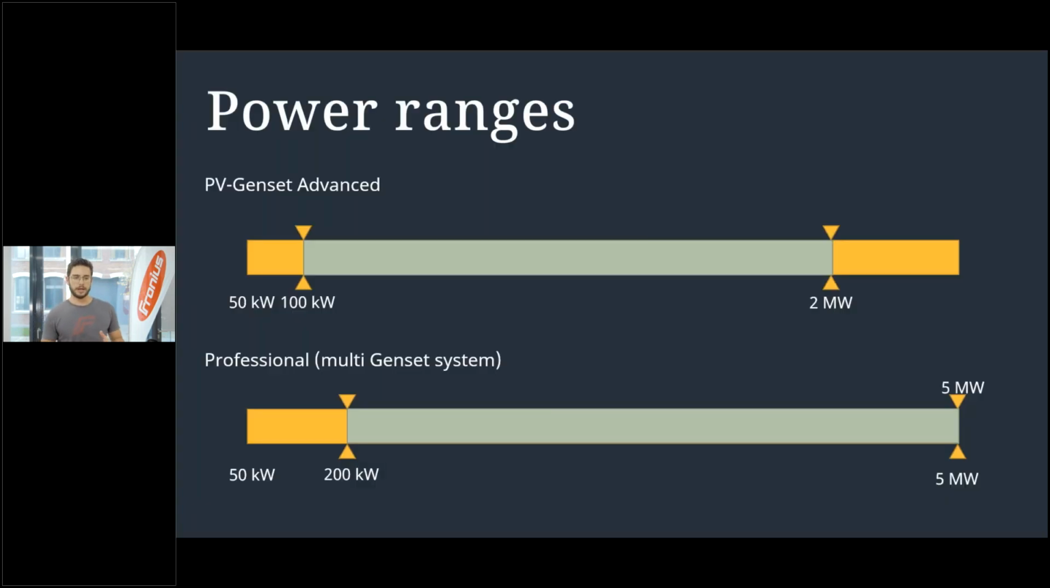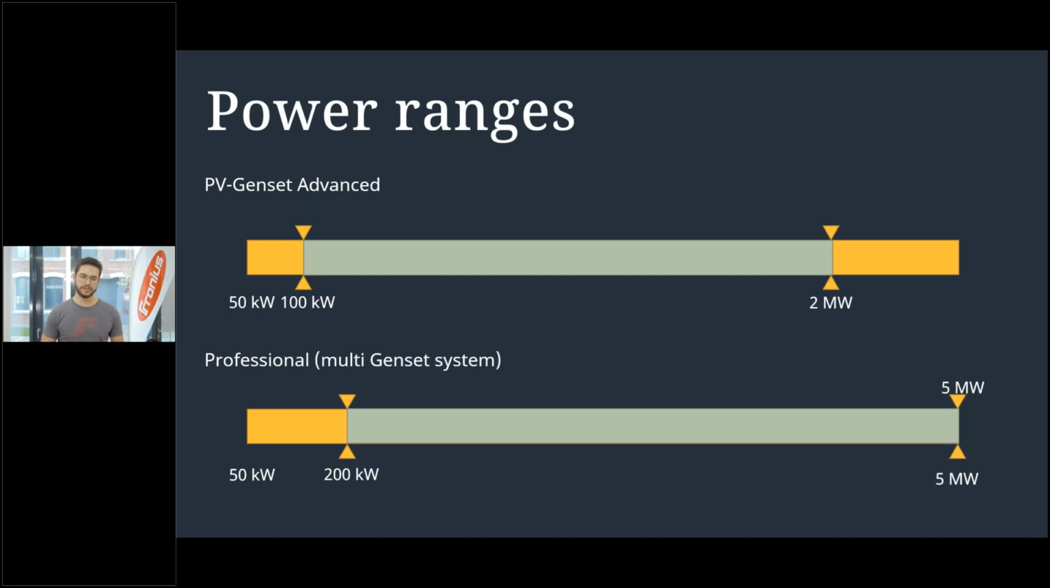So one last thing, of course, there are power ranges. For example, there is also something called a PV-Genset advanced solution. We have heard this now. And there is also something called a PV-Genset professional solution. And the difference basically is also the size and the complexity. So in both cases, we talk about multiple genset solutions. The advanced solution covers sizes of 100 kilowatt to 2 megawatt of genset power. And in a professional solution, we start at 200 kilowatt and go up to 5 megawatt of genset power.